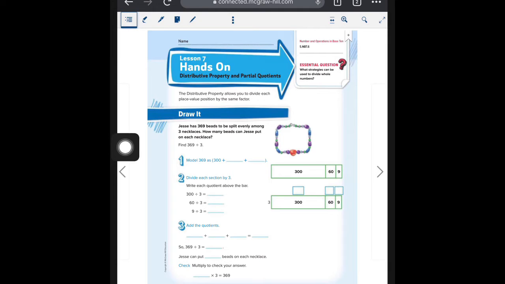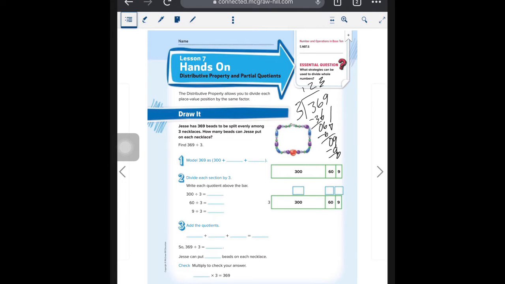Now we're used to doing division like this. 369. 3 will go into 3 once. 1 times 3 is 3. Bring down the 6. 3 will go into 6 twice. 2 times 3 is 6. Bring down the 9. 3 will go into 9 3 times. 3 times 3 is 9. Right? So 123 is the answer.